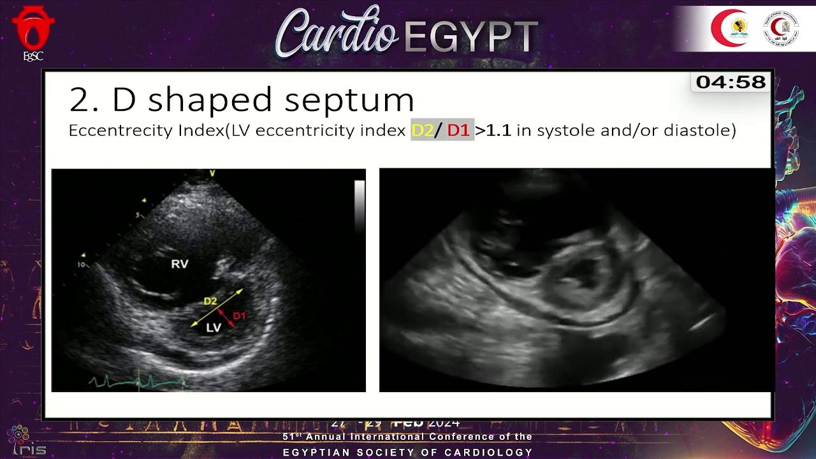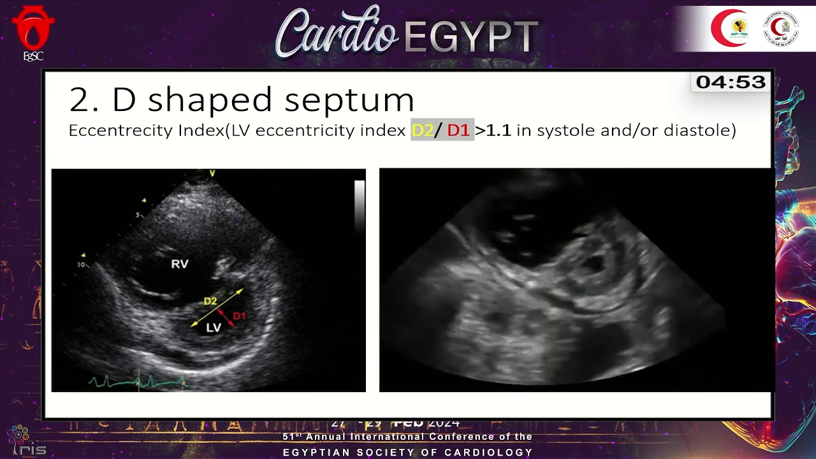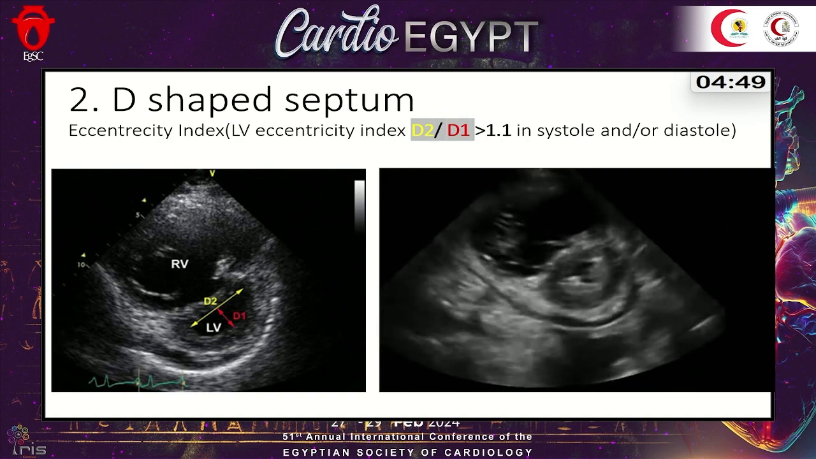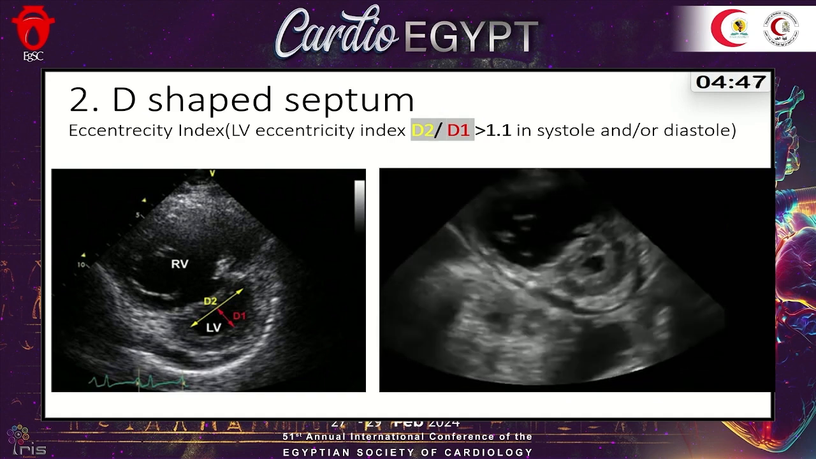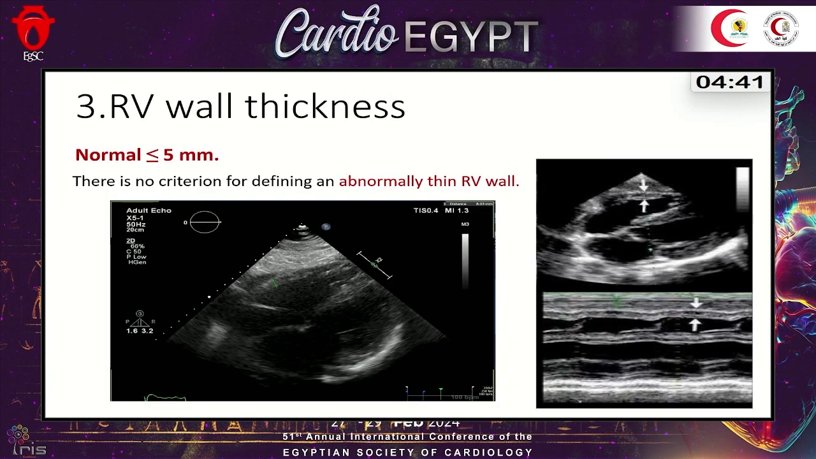D-shaped septum, and we measure the eccentricity index. LV eccentricity index is the ratio between the D2 to the D1. If it's more than 1.1 in systole and or diastole, it means that the RV is compressing the LV. And the RV wall thickness in the subcostal view at the tips of the opening of the tricuspid valve is less than 5 millimeter. There is no criteria for defining abnormally thin RV wall in the late stage of the diseases of heart failure.